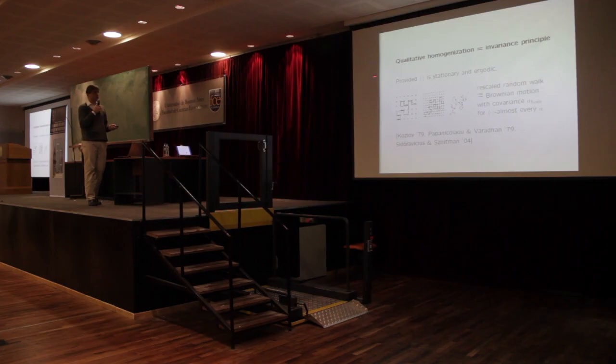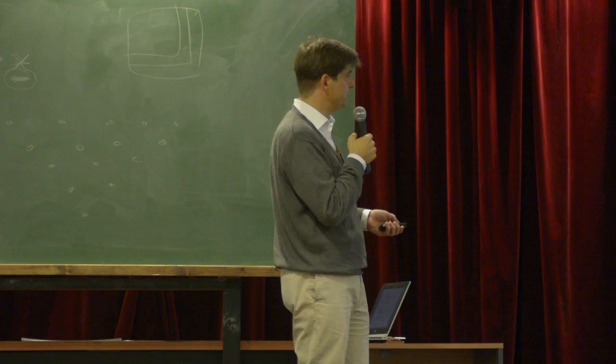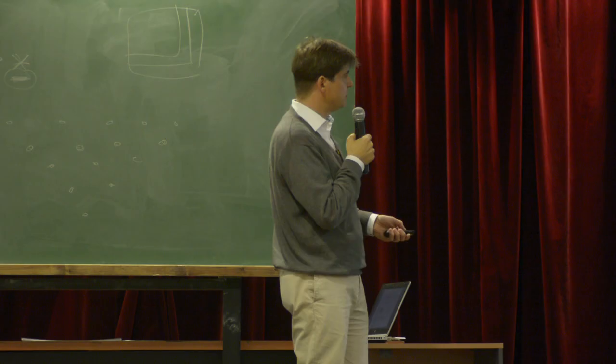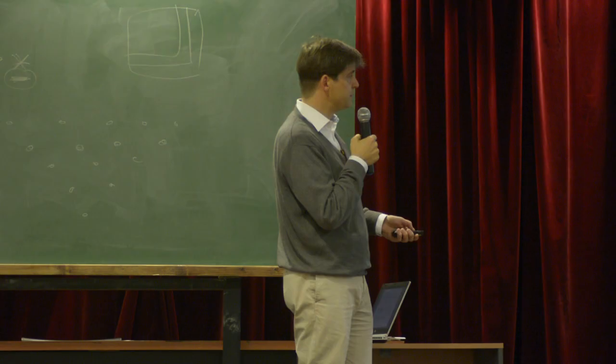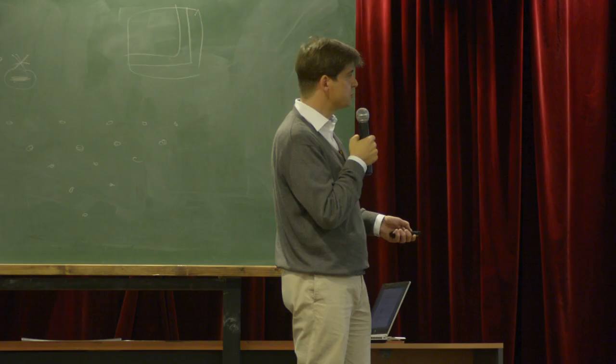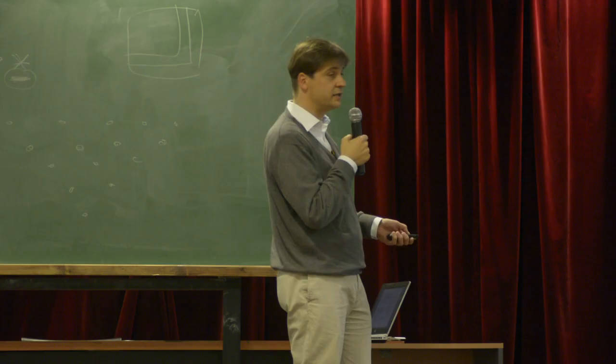So in other words, if these two conditions are satisfied, and you look at the random walk on this kind of random heterogeneous environment, you rescale it in the diffusive way, then it converges in law to the trajectory of Brownian motion with a covariance matrix that's given by the homogenized coefficient, which is a deterministic coefficient. And this is true pathwise, if you want, for almost every realization of the random coefficient field.